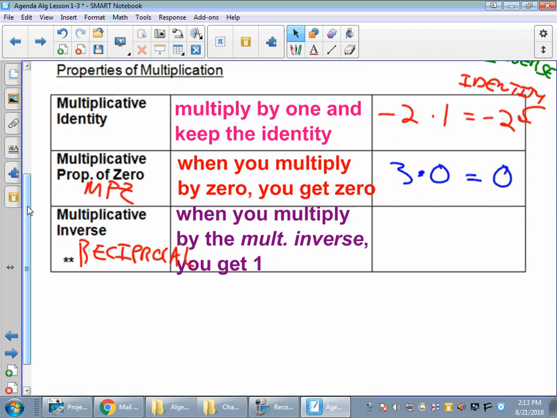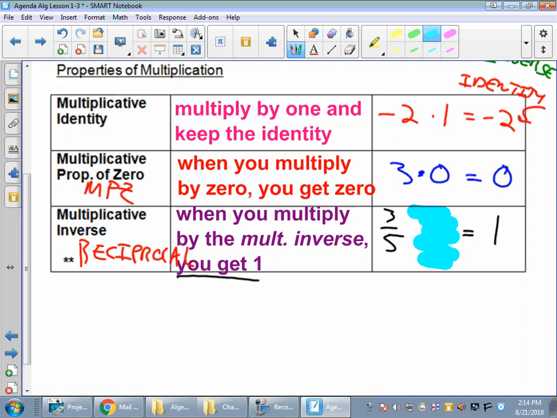Let's say we had the fraction of 3 over 5. And we want to get the answer of 1. It says you get 1 when you multiply it by its reciprocal, or by its multiplicative inverse. We want to get an answer of 1. So what would we do? What would we put here to multiply this by to get 1? Well, we would use the multiplicative inverse, or we'd use the reciprocal. So what's the reciprocal of 3/5? Well, we just flip this fraction over and make it 5 over 3. And then when we actually did the math here, across the top, 3 times 5 is 15. Across the bottom, 5 times 3 is 15. And you get 15 over 15, which is basically equal to 1.